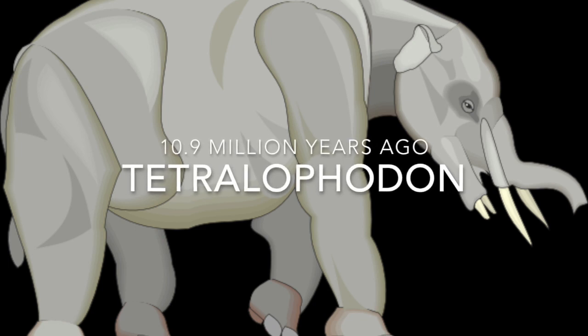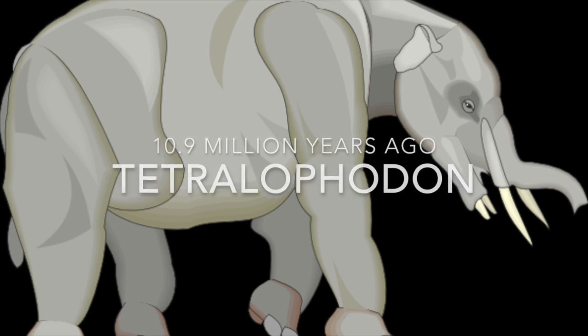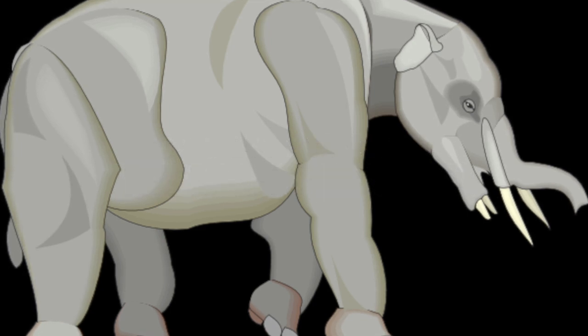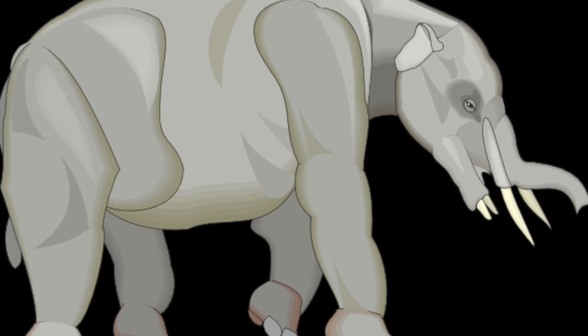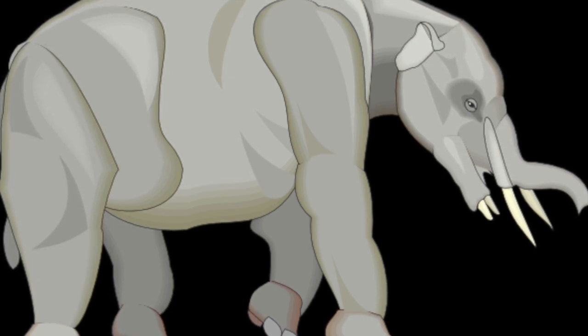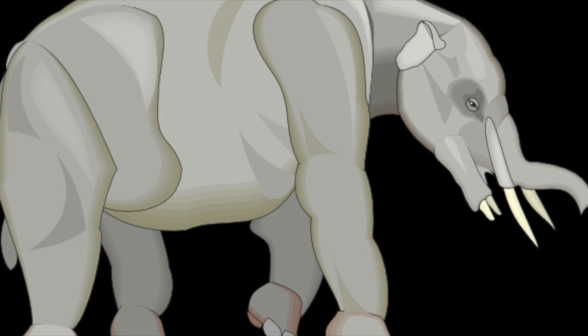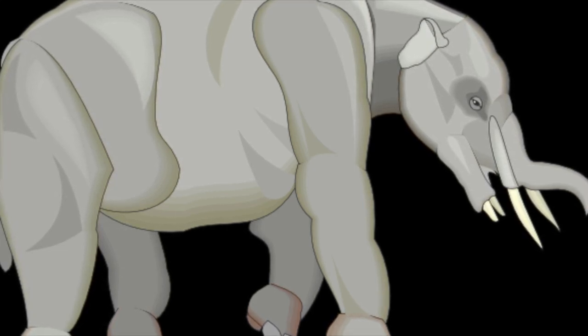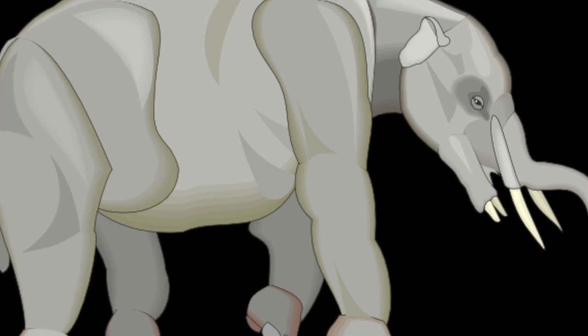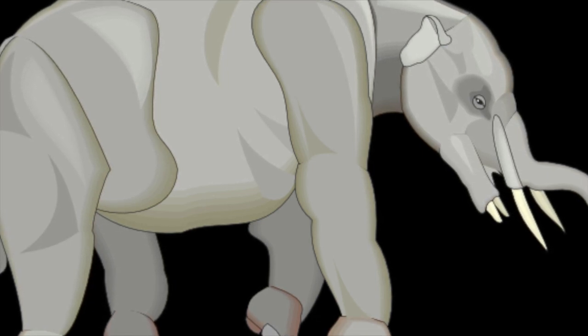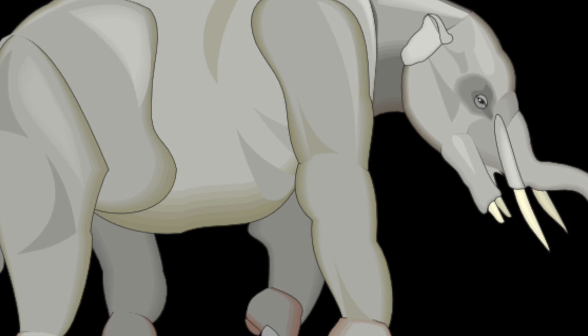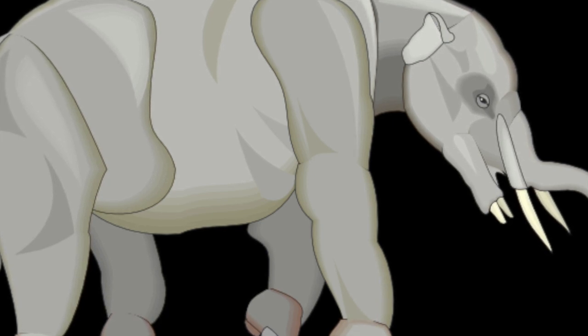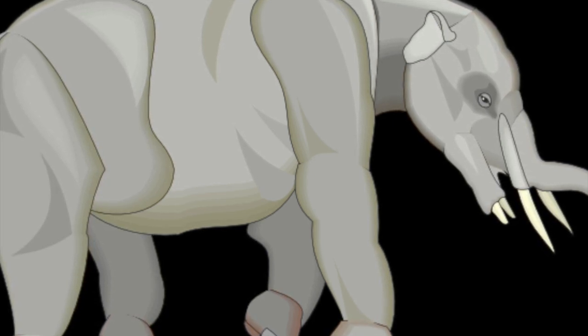The next ancestor is the Tetralophodon. It existed about 10.9 million years ago. It was about 3 meters tall to its shoulder and weighed about 10 tons. The Tetralophodon belongs to the kingdom of Animalia, the phylum of Chordata, the class of Mammalia, the order of Proboscidea, the family of Anasazidae, and then finally the genus of Tetralophodon.